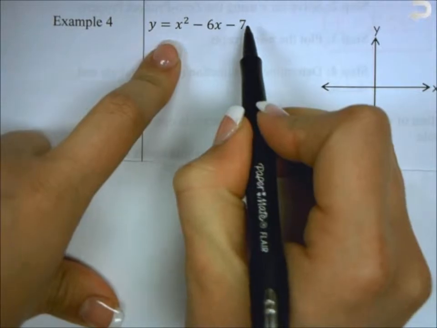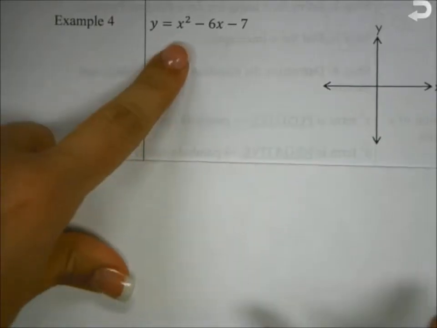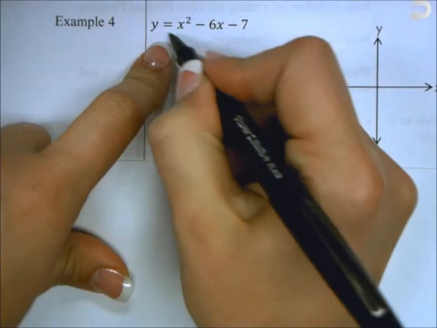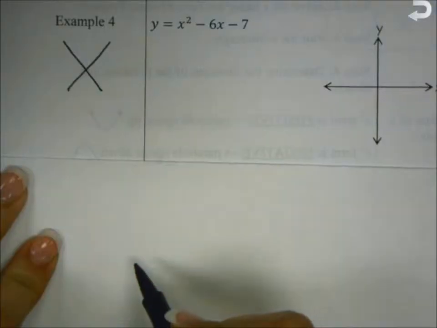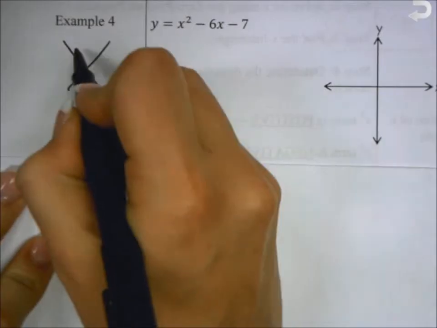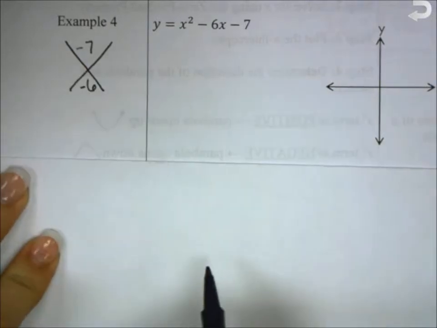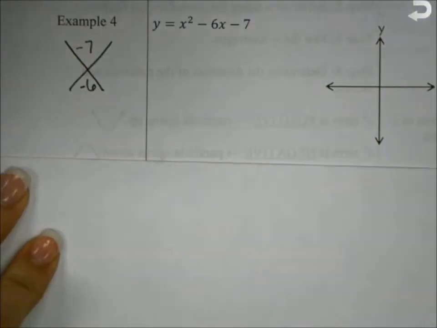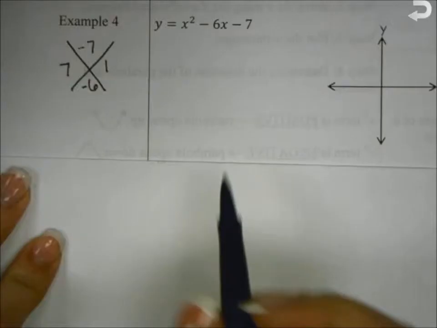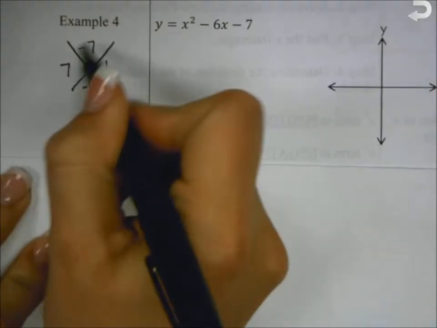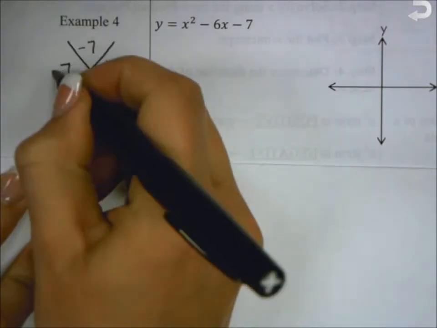So I'm going to draw my diamond, and I'm looking for two numbers that multiply to -7 and add up to -6. And as I'm going through the factors of -7, I know that 7 and 1, but one of them has to be negative, so that they multiply to a negative. And since they add up to -6, that 7 is the one that has to be negative. So this is going to factor to y equals x minus 7 times x plus 1.